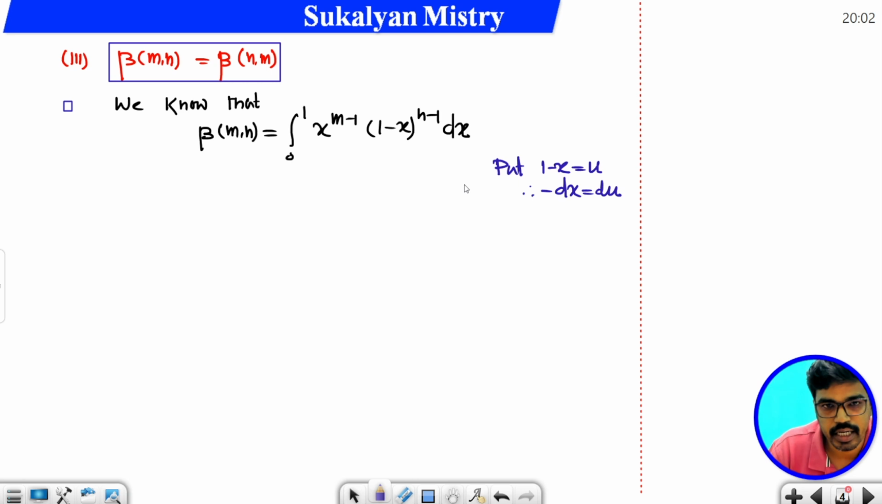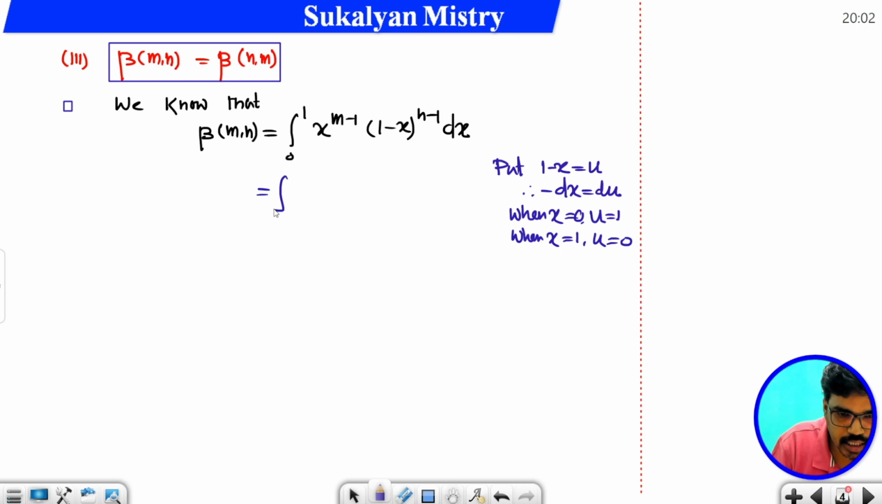Now we have to change the limit. When x is equal to 0, u is equal to 1, and when x is equal to 1, u is equal to 0. Take the integration from 1 to 0, x is 1 minus u, so 1 minus u to the power m minus 1. 1 minus x is u, so u to the power n minus 1 dx. dx is minus du, so minus du.